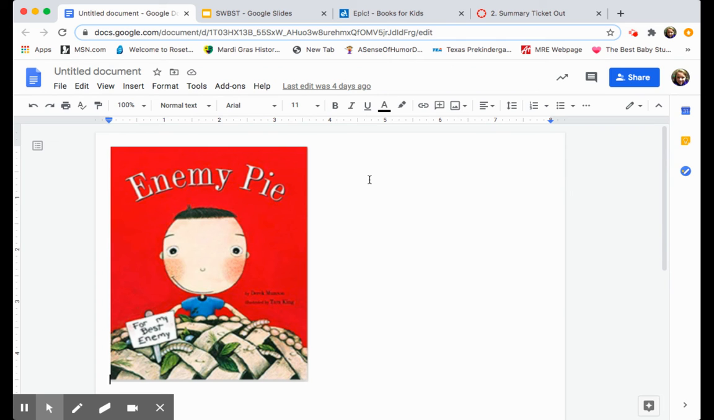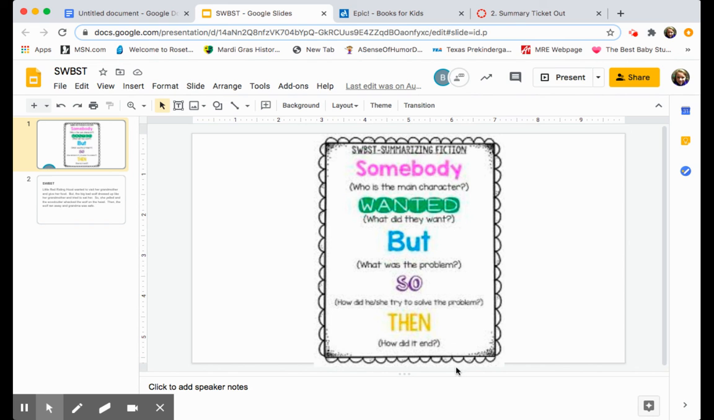Which comes to the last part of you telling your summary, which is the ending, which is how they ate the pie at the end and they became friends rather than enemies. He no longer had an enemy. Okay, so here's the deal. That's very similar to our Somebody Wanted But So Then.